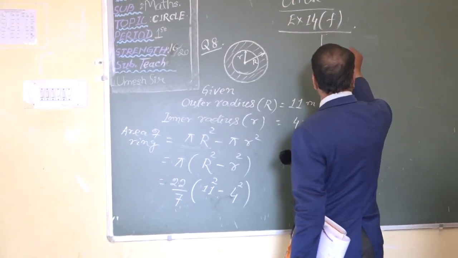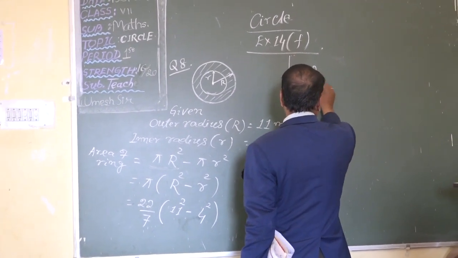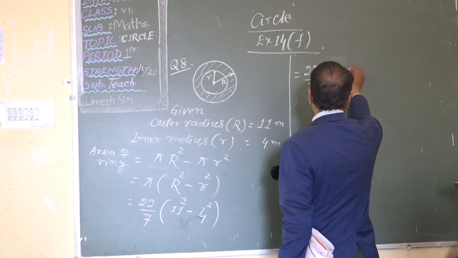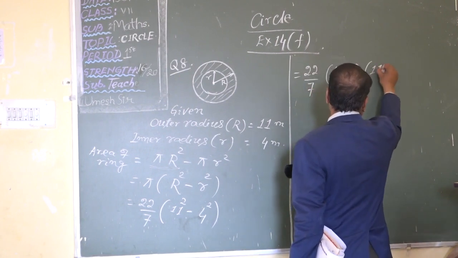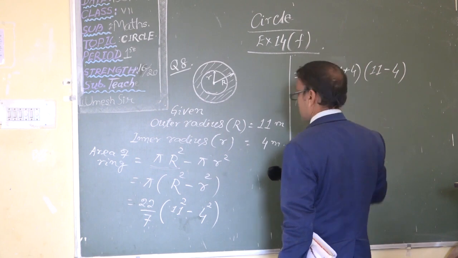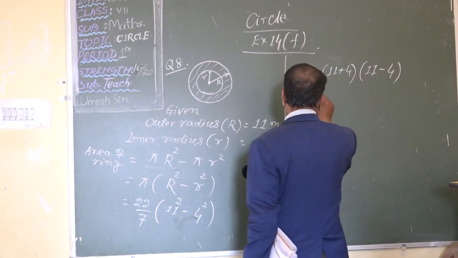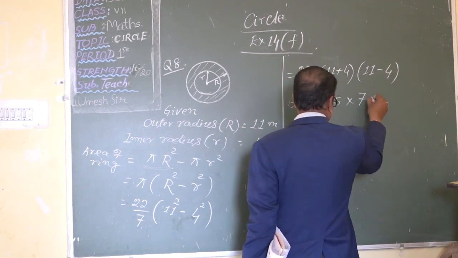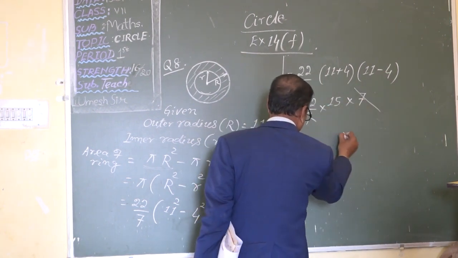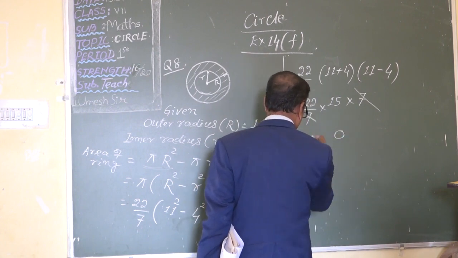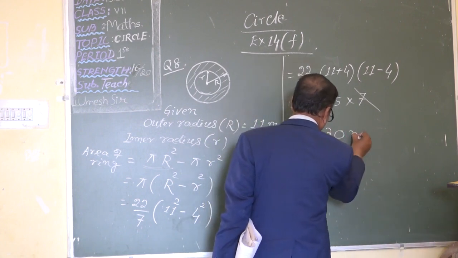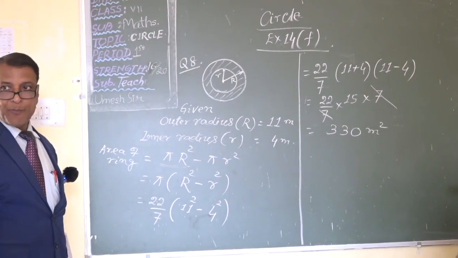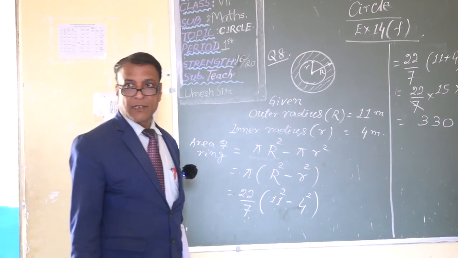So this is equal to pi, which is 22 by 7. Then this plus this, that means 11 plus 4 into 11 minus 4. That is equal to 22 by 7 into 15 into 7. 7 cancel. 330 meters square. So this is the area of the circular ring.